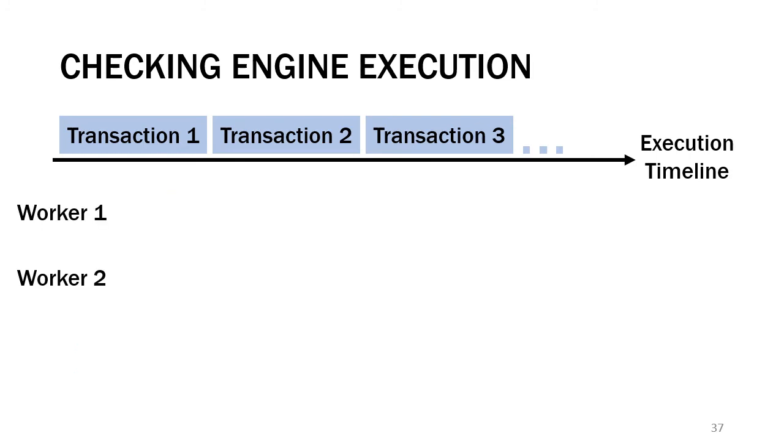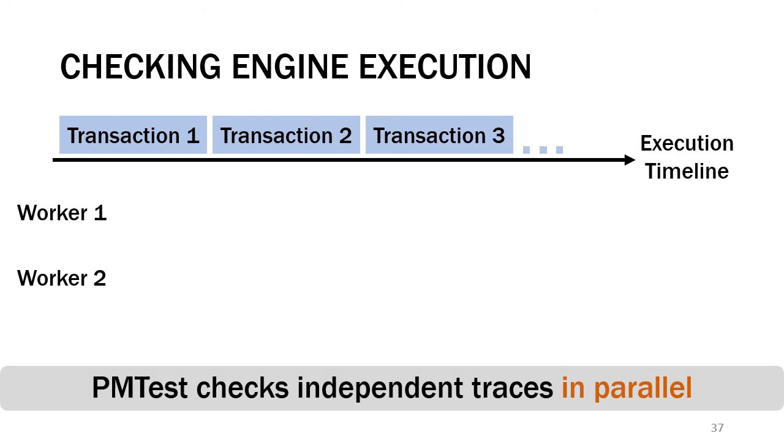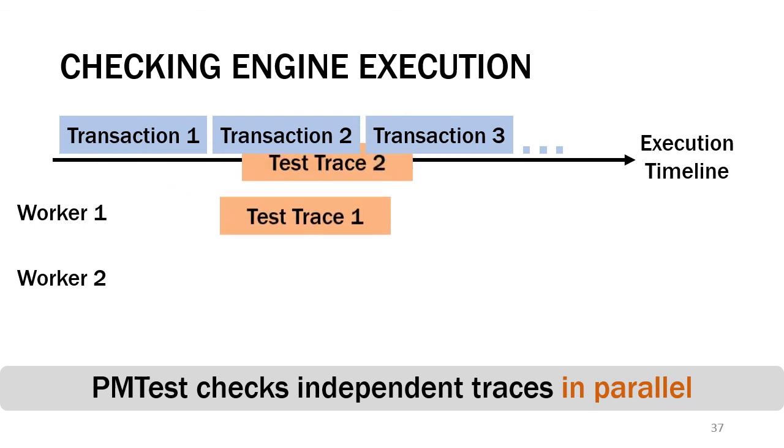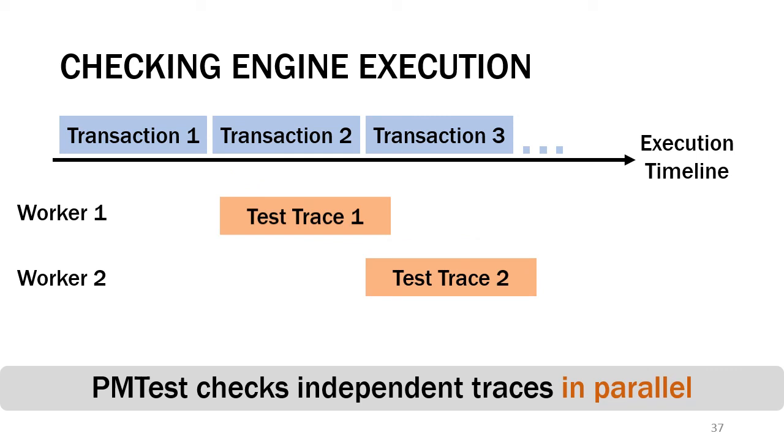The next question is, how can we implement the checking engine efficiently? For example, the program can execute a series of independent traces. To speed up the checking, PMTest checks them in parallel with multiple checking engine workers. So worker 1 first checks a trace of transaction 1. While it is still in progress, worker 2 can check the trace for transaction 2. And now worker 1 has completed the checking of trace 1, so it can take trace 3.